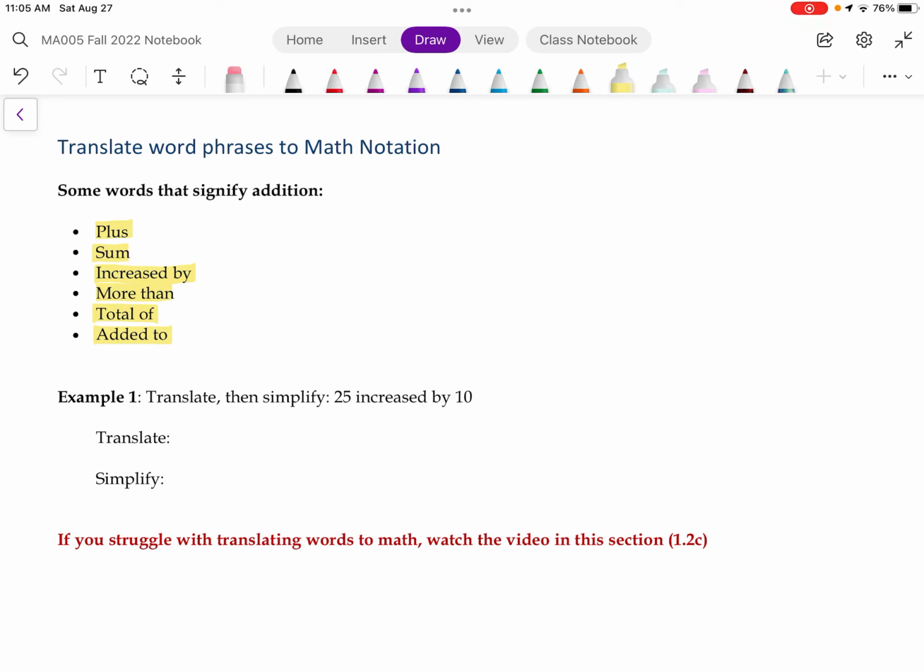All right, so they're asking us to translate and then simplify 25 increased by 10. So 25 increased by 10 means 25, increased by means plus, so plus 10. That's how you translate. That's what they're asking for. You'll see problems like this in the homework. And simplify means that you just add it and you get 35.